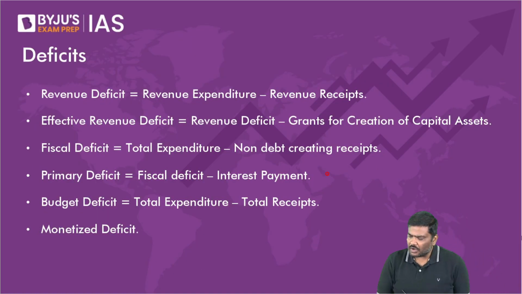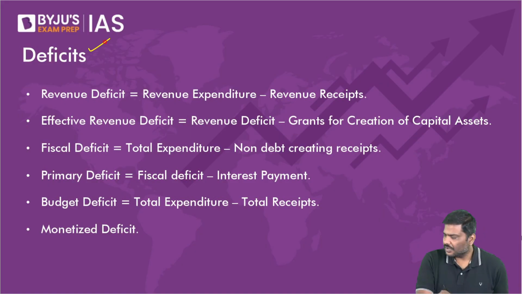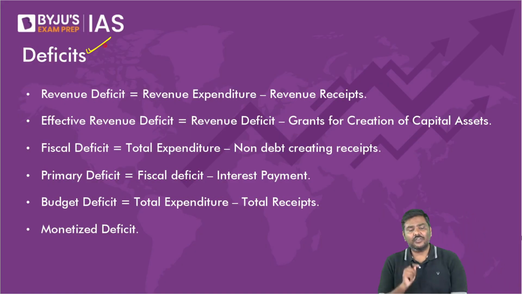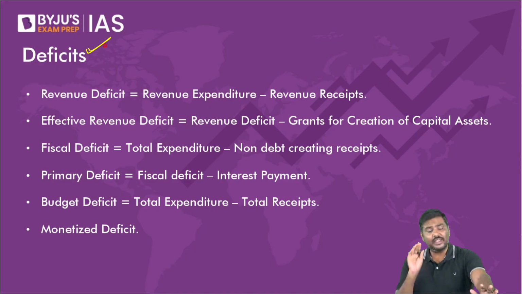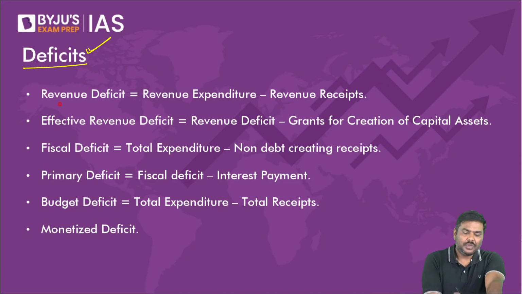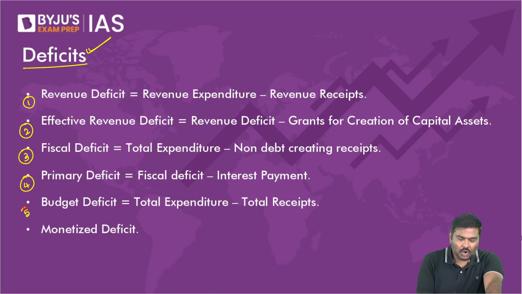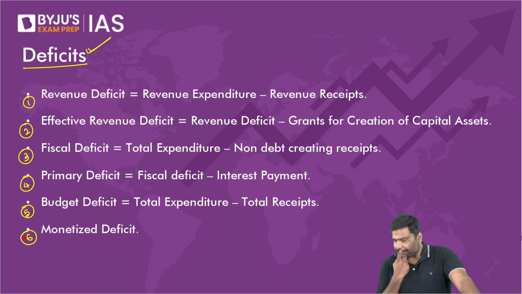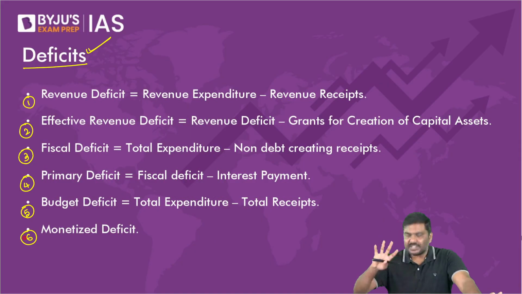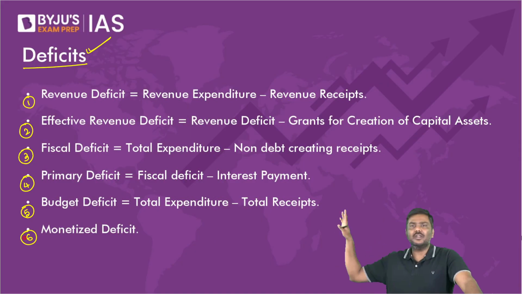Let's start. Very important, deficits. Very, very important, deficits. Now understand these concepts very carefully. I've written 6 types of deficits, but in case of India right now, we follow only the first 4. The last 2 have been discontinued.